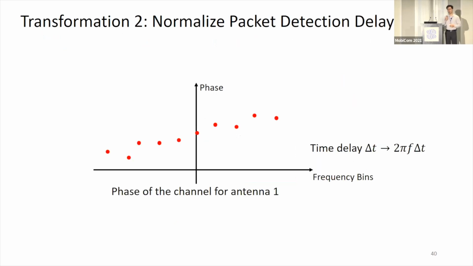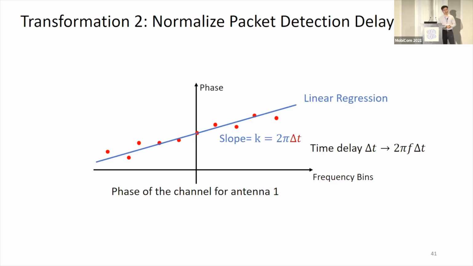Secondly, we should normalize the packet detection delay. If we plot the phase of the channel for antenna number 1, the x-axis represents the frequency bins, and the y-axis represents the phase value. If we conduct a linear regression on it, we can get the slope value, which contains the packet detection delay on the first antenna, delta D.